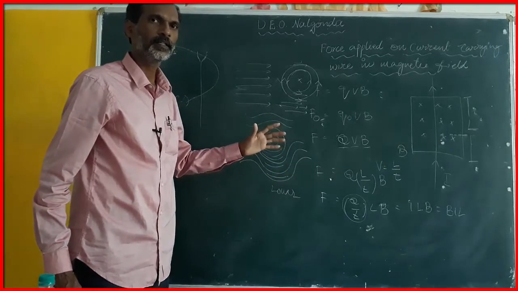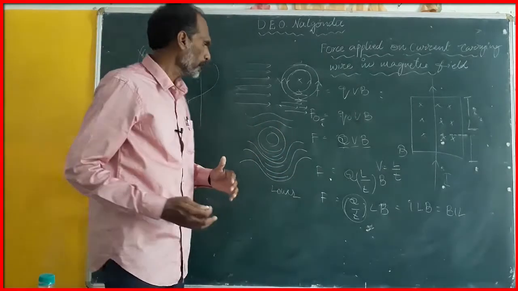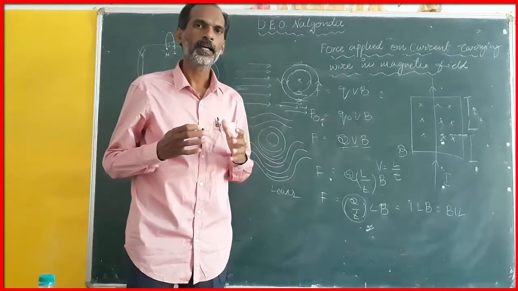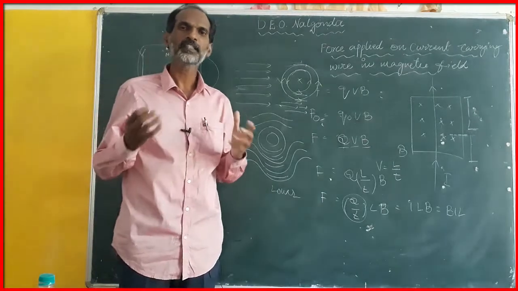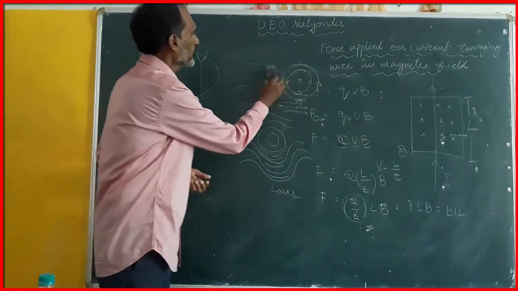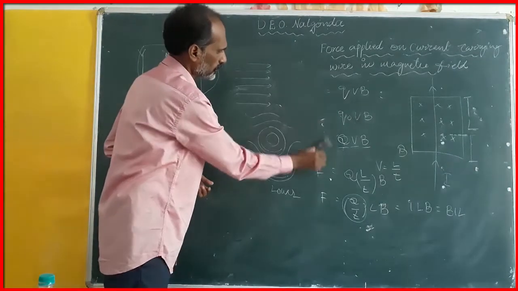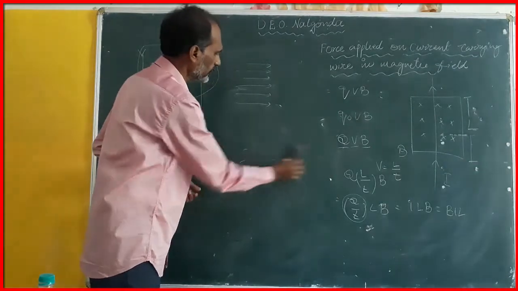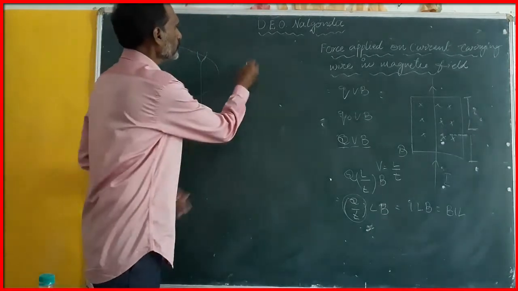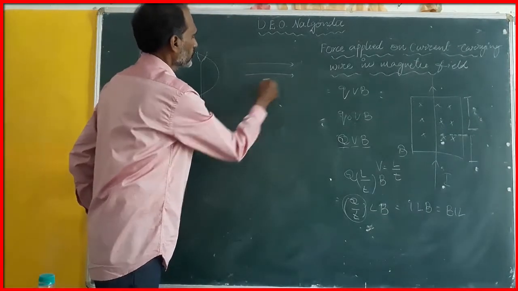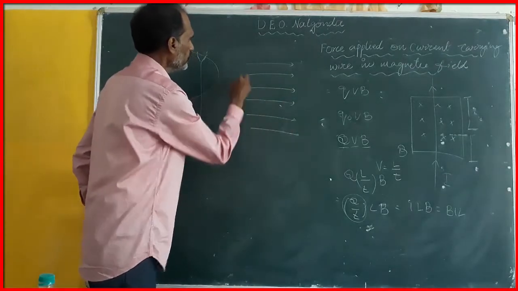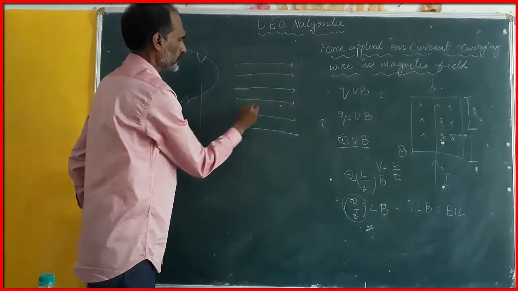Now let us imagine that this straight current carrying wire is replaced with a coil, and it is placed in a uniform magnetic field. Let us see this clearly.